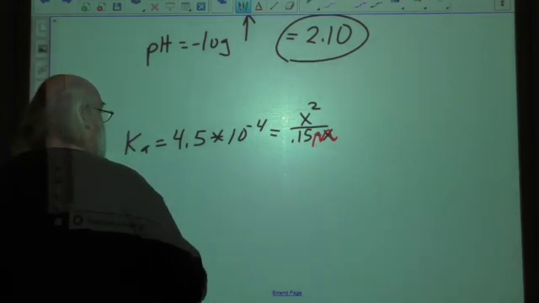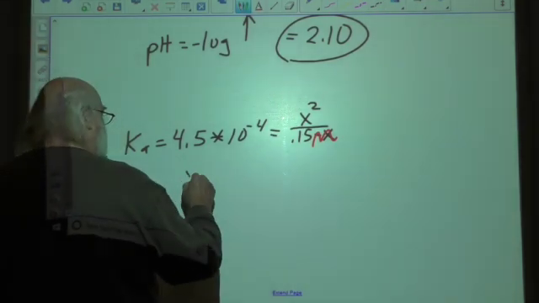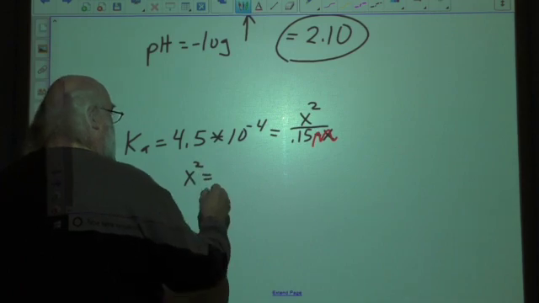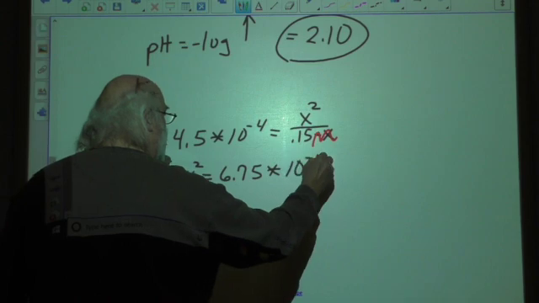So we get X squared over 0.15 equals Ka, so multiply both sides by 0.15. So X squared is equal to 6.75 times 10 to the negative fifth.